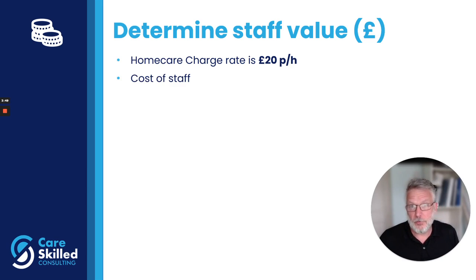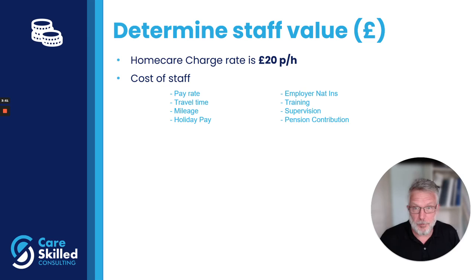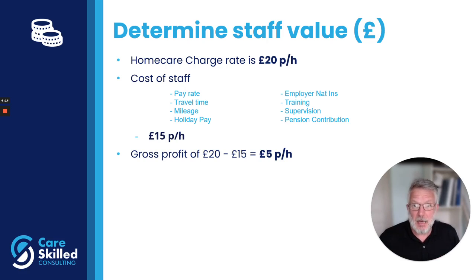So you need to know the cost of staff, and that staff cost is made up of pay rate, travel time, mileage, holiday pay, national insurance, training, supervision, pension contributions, and anything else you can put in there. So let's say in this example, all those costs together come to £15 an hour. That's what the staff cost the business. So your gross profit there is your £20 that you're charging minus the £15 which is the staff member delivering the care, and that's a gross profit of £5 an hour.